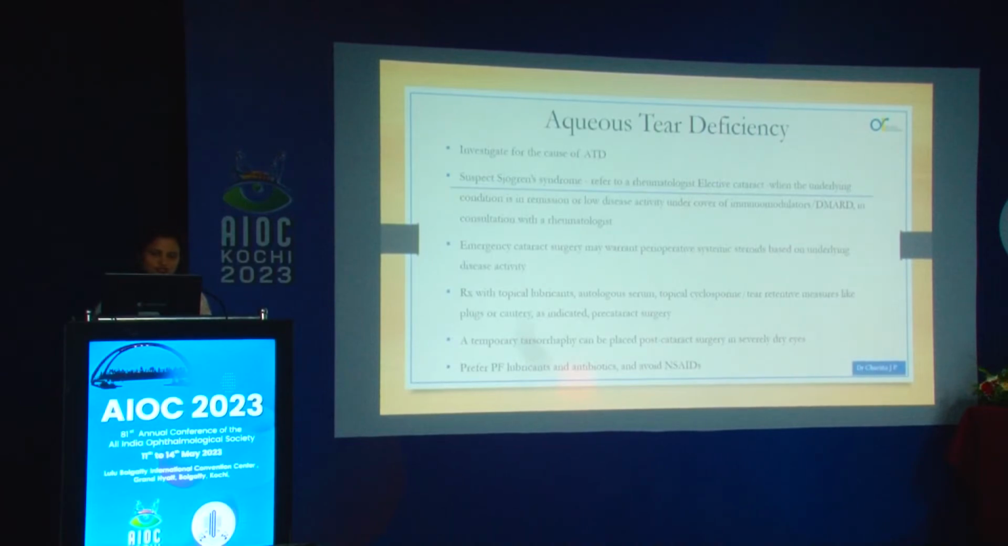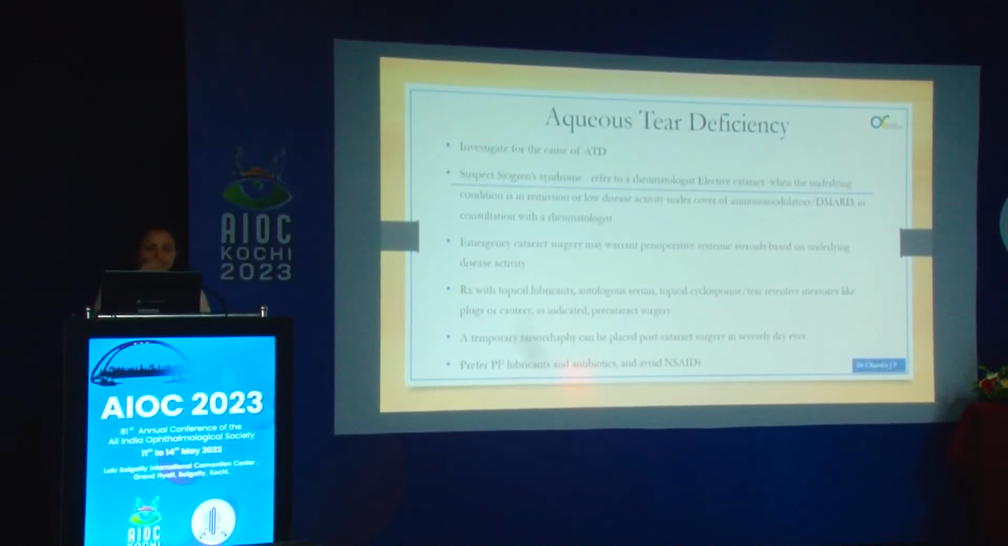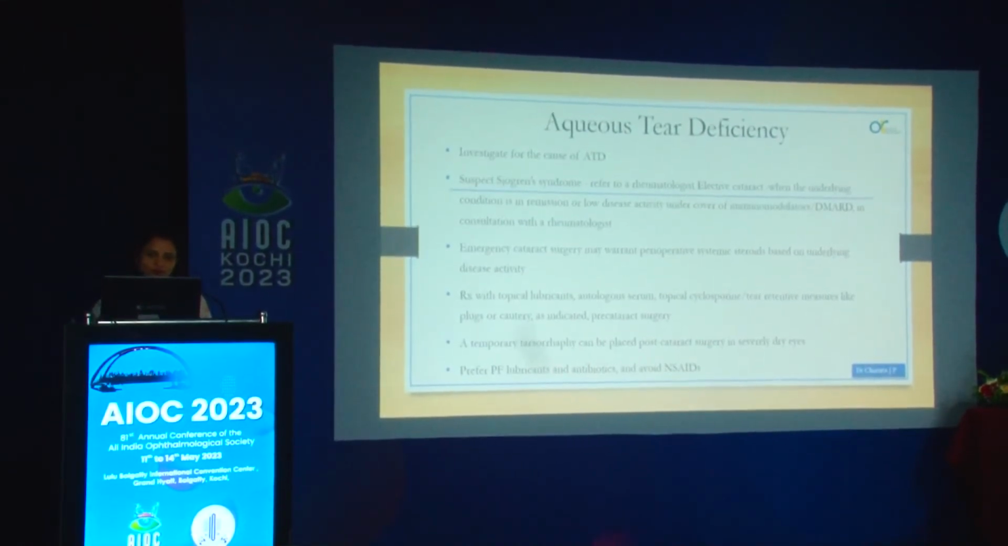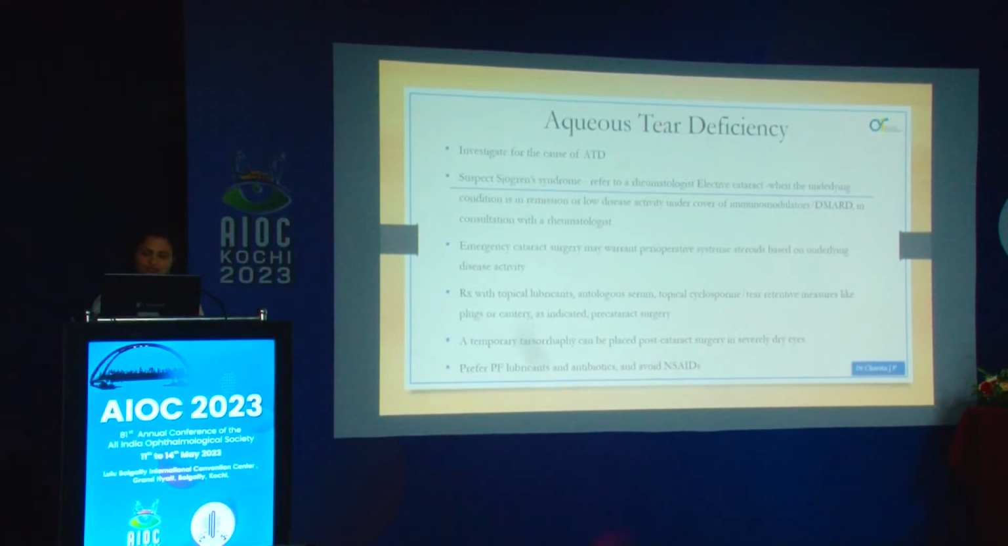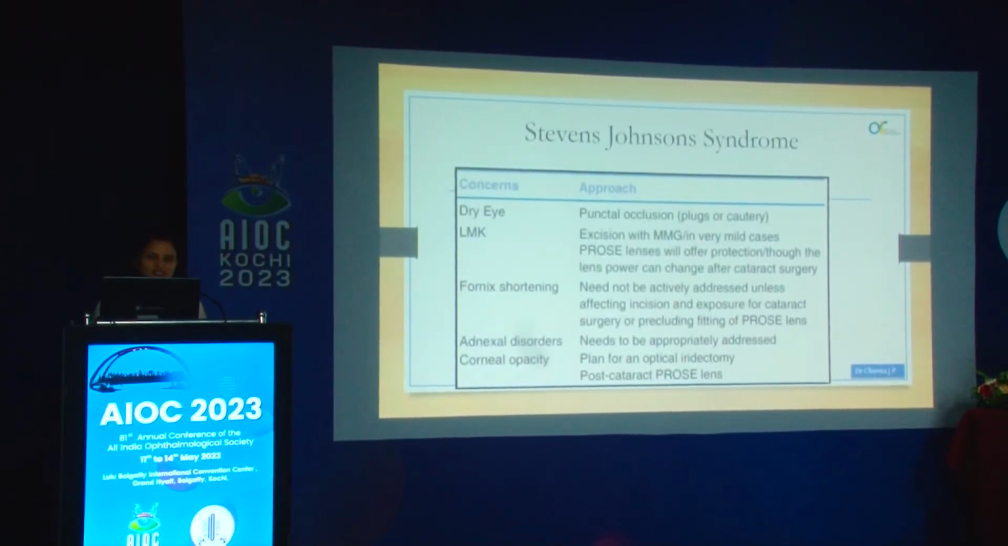But however, if it is not and it is very active, then immunomodulators or DMARDs may be stepped up as required. An emergency cataract surgery may warrant preoperative steroids. Treatment with topical autologous serum is also preferred. In SJS, typically punctal occlusion makes a lot of difference.